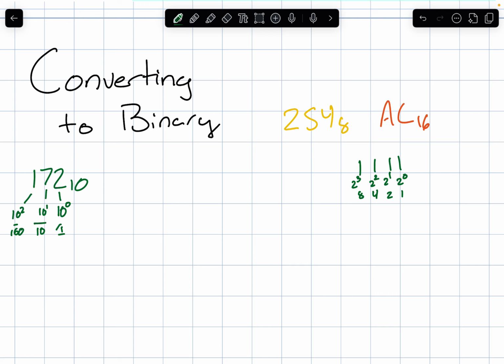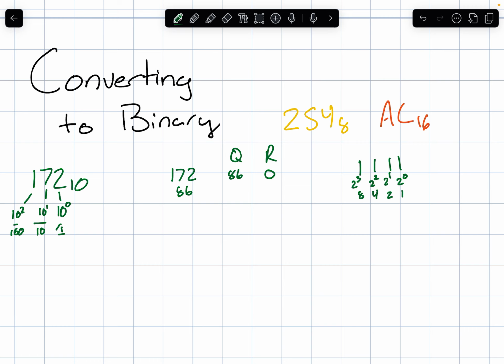So we're going to start. The easiest way I've found to convert our values to binary is to take our value in base 10. And since it's binary, base 2, we're going to divide by 2. We're going to save these values in a quotient and our remainder column. So 172 divided by 2 would be 86 with our remainder of 0.